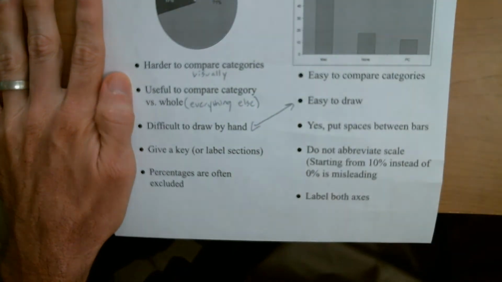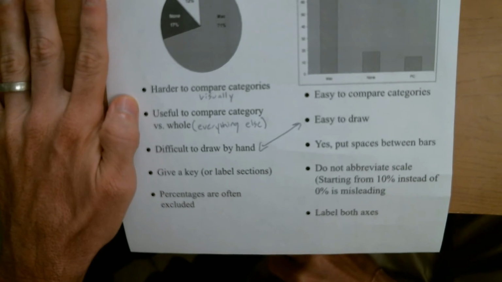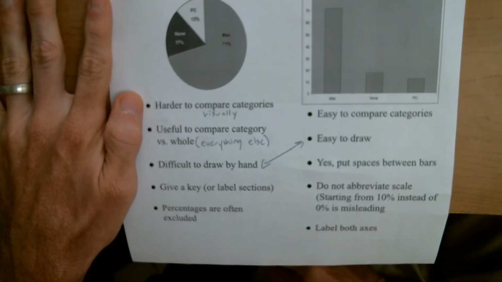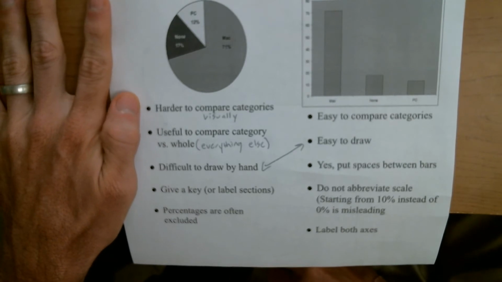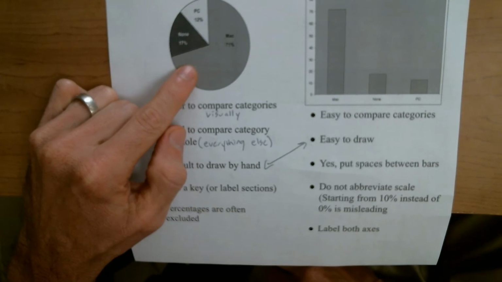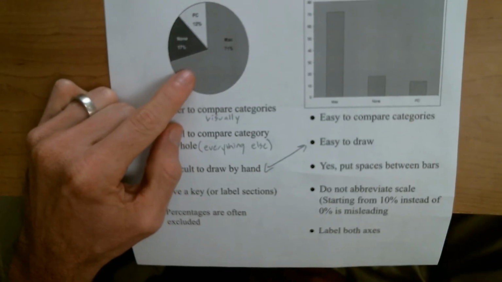I don't really think whether it's easy to draw by hand should matter in which graph you pick, because all graphs are pretty much made via computers these days anyways. But I'll throw it out there. There it is. Much harder to draw this by hand. You need like a protractor, a compass. Like who even owns those things anymore? So much more difficult to draw by hand.